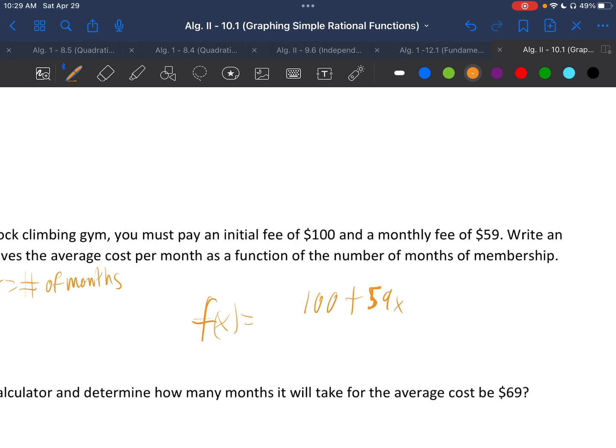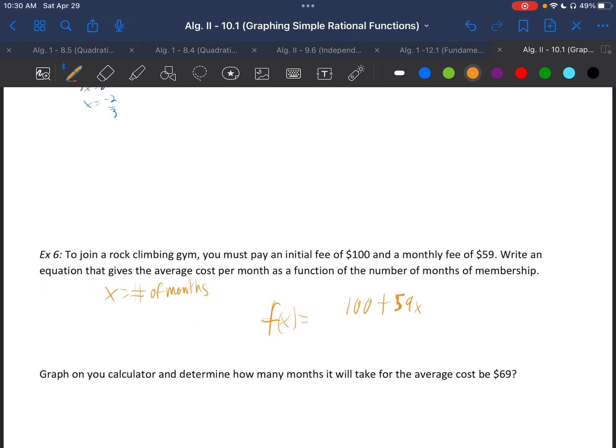So now, in order to find it as an average per month, for how many months you have, well, in order to find averages, we divide by how many there are. So we divide by the number of months. Well, the number of months is ever changing, and we called it x. So that would give us our function here. So you take 100 plus $59 per month you are a member, and divide it by the number of months that you're a member.